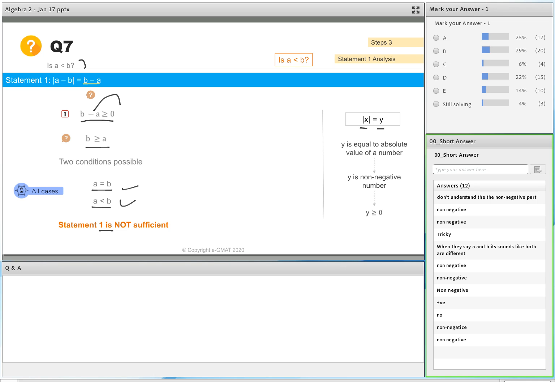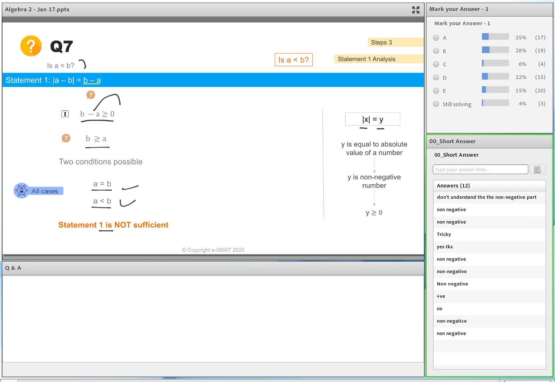Don't understand the non-negative part. Again, whenever you have a modulus number, a modulus number is always a positive number or equal to 0. It's never a negative number. That is the definition of a modulus number, right? If you're faltering in this, then I would rather ask you to go through the concept files once, and I'll give you the link to those concept files once we do the next question, right?